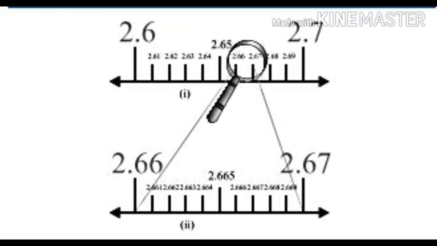Again, 2.665 lies between 2.66 and 2.67. So let us focus on this portion of the number line and imagine to divide it again into 10 equal parts. We magnify it to see it better as in the figure. The first mark represents 2.661, the next one represents 2.662 and so on. So 2.665 is the fifth mark in this subdivision.